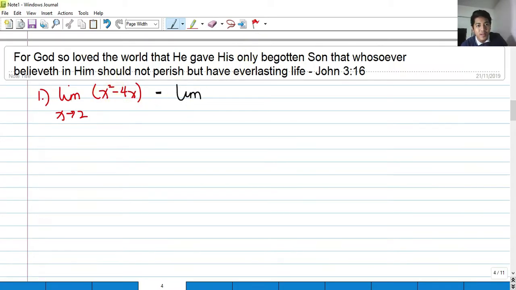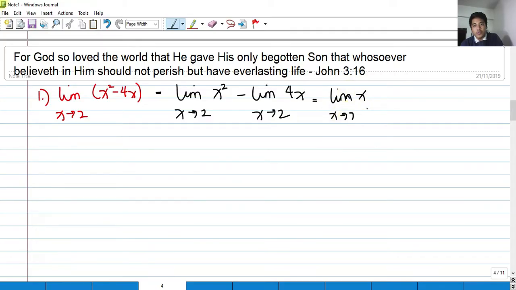So we have the limit of x squared as x approaches 2, minus the limit of 4x as x approaches 2. Using the properties, we can have the limit of x as x approaches 2, squared. Minus, I can factor out 4 outside of the limit because it's a constant. So the limit of x becomes x as x approaches 2. If we evaluate this, the limit of x as x approaches 2, the inside of the quantity would become 2 because of the property.